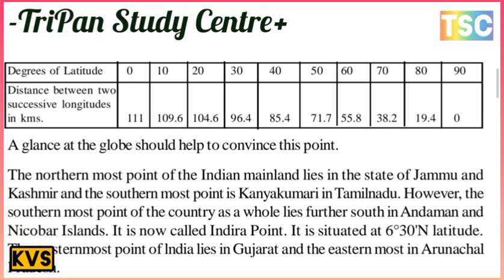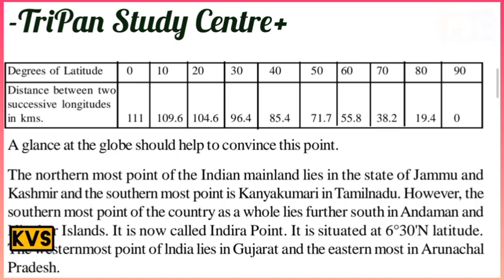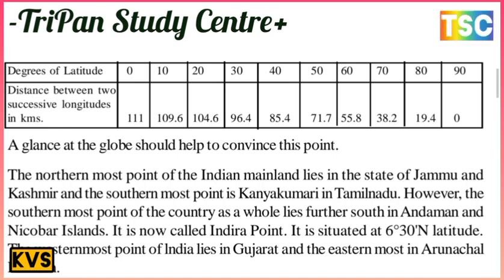The northernmost point of the Indian mainland lies in the state of Jammu and Kashmir, and the southernmost point is Kanyakumari in Tamil Nadu. However, the southernmost point of the country lies further south in the Andaman and Nicobar Islands. It is now called Indira Point, situated at 6°30' north latitude. The westernmost point of India lies in Gujarat and the easternmost in Arunachal Pradesh.